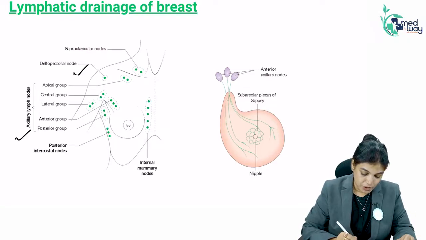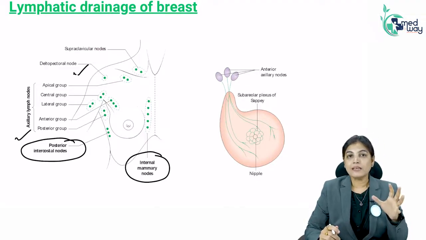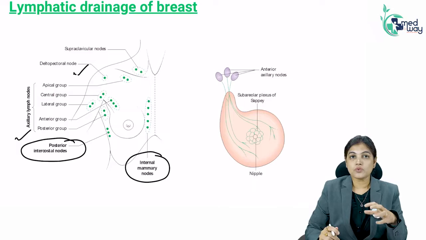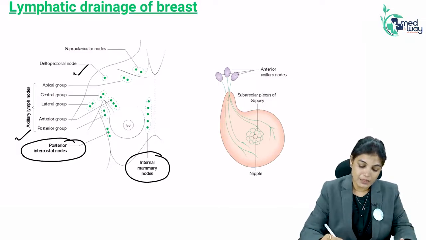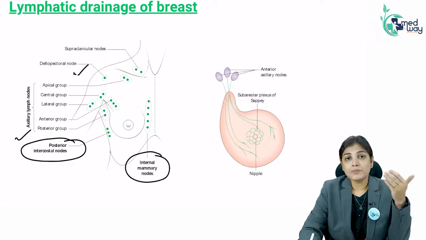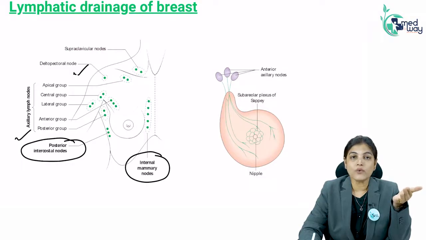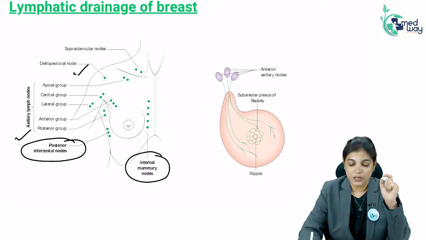Other than that, we have got posterior intercostal lymph nodes and internal mammary lymph nodes. These are very important for the lymphatics. These are the source of lymphatic drainage of the breast. Other than that, I would also like to tell that the skin of the breast, except that of the nipple and areola, all drains into the superficial lymphatic group, and the others drain into the deep lymphatic drainage of the breast. So that is important for us to understand.